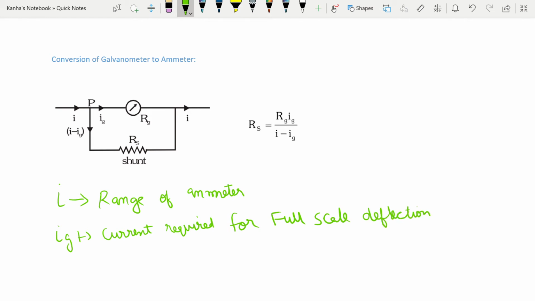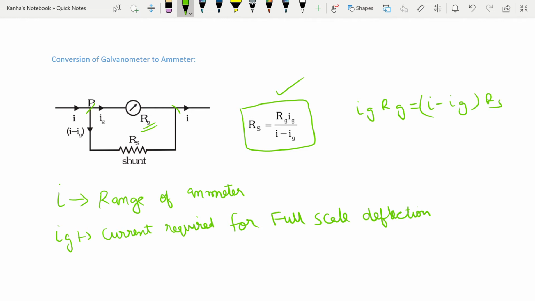Rg is the resistance of the galvanometer coil. You should know that you can easily calculate the value of the shunt resistance that needs to be applied in parallel. And how is that done? You basically have the same potential drop across both. So you have Ig into Rg is equal to I minus Ig into Rs. From that you can easily find the value of the shunt that you need to provide in parallel.